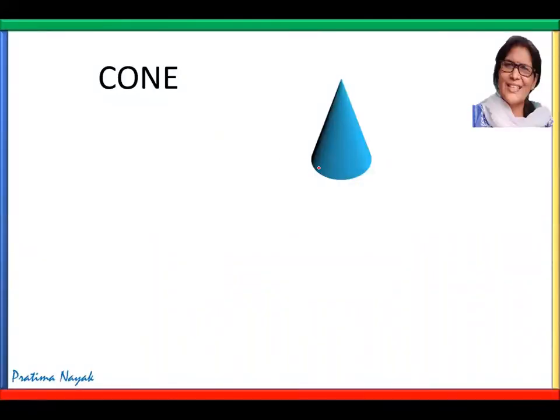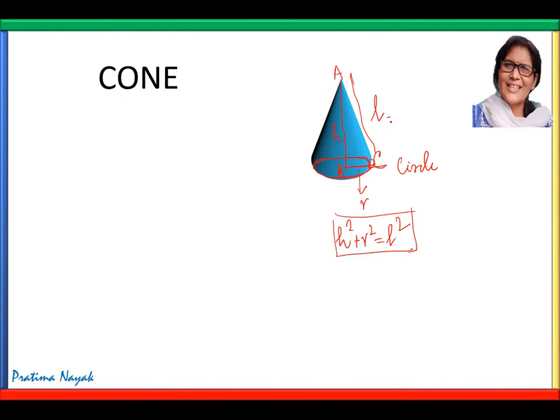The cone is a solid figure. It has a plane surface which is a circle and a curved surface. Here the base radius is denoted by r, and AB is the vertical height h, and here there is a slant height AC denoted by L. One relation we can establish is the Pythagoras theorem: h square plus r square is equal to L square, which gives the relation between height, radius and slant height. L is slant height.